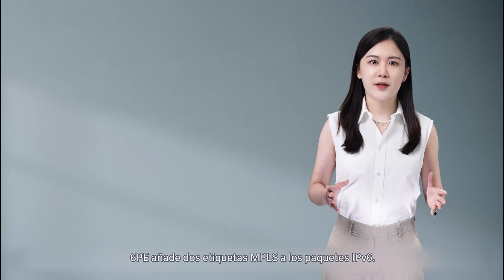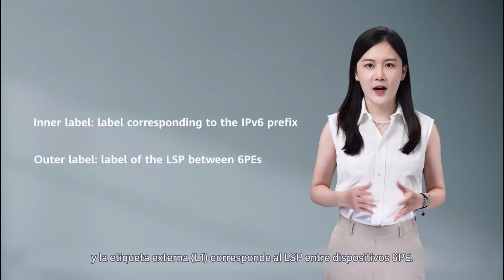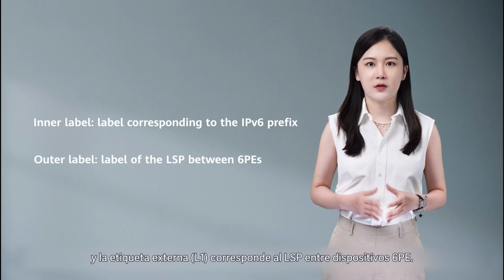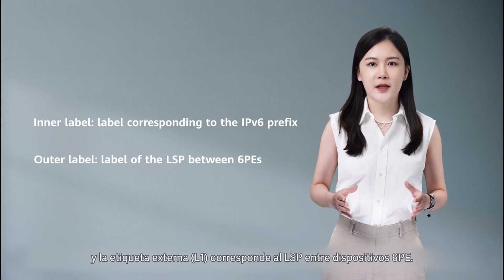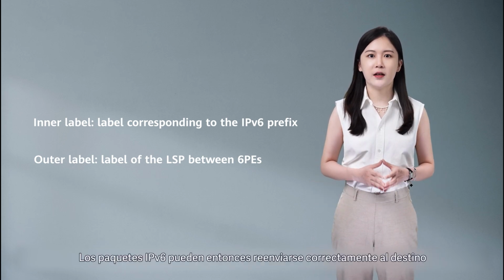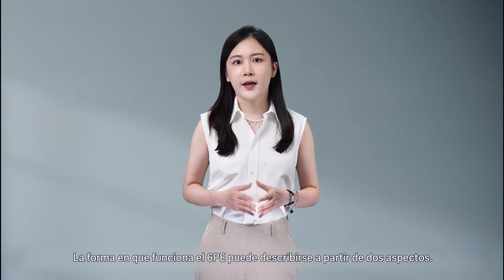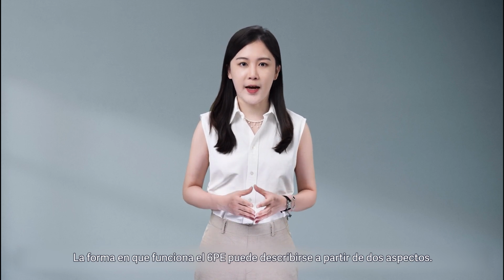How is a 6PE tunnel established? Simply put, 6PE adds two MPLS labels to IPv6 packets. The inner label, L2, corresponds to the IPv6 prefix, and the outer label, L1, corresponds to the LSP between 6PE devices. The IPv6 packets can then be correctly forwarded to the destination across the IPv4 core network. The way in which 6PE works can be described from two aspects.